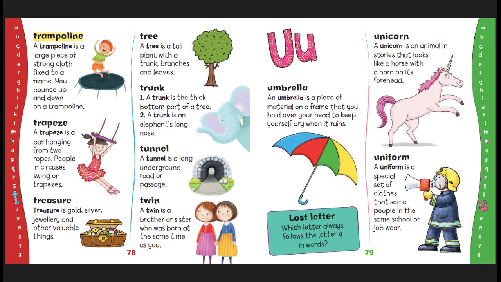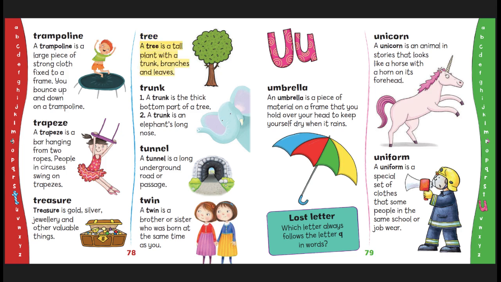Trampoline. A trampoline is a large piece of strong cloth fixed to a frame. You bounce up and down on a trampoline. Trapeze. A trapeze is a bar hanging from two ropes. People in circuses swing on trapezes. Treasure. Treasure is gold, silver jewelry, and other valuable things.